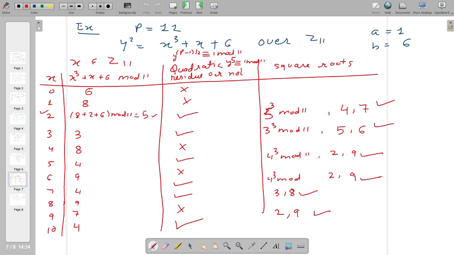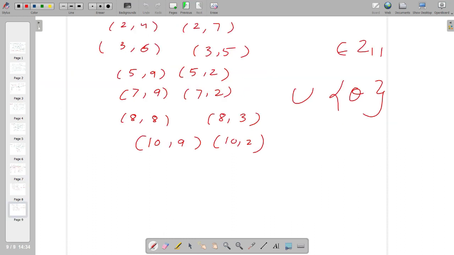We could calculate the square root just because this p is 11, because initially we check that p should be congruent to 3 mod 4, and our p, 11, is congruent to 3 mod 4. That's why we took this theorem and checked it. So we will always select a prime number for which p is congruent to 3 mod 4. So this is how we can calculate the points on the elliptic curve.